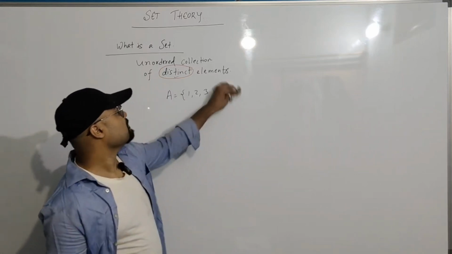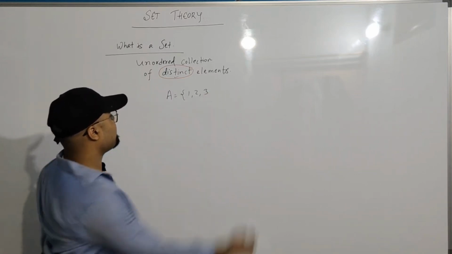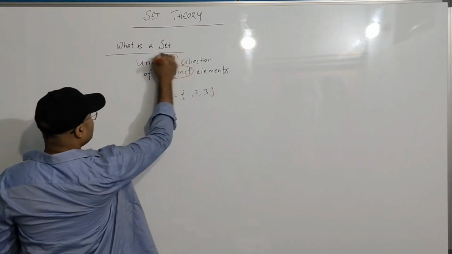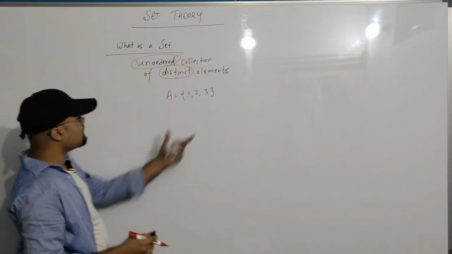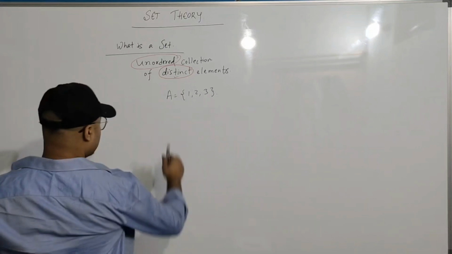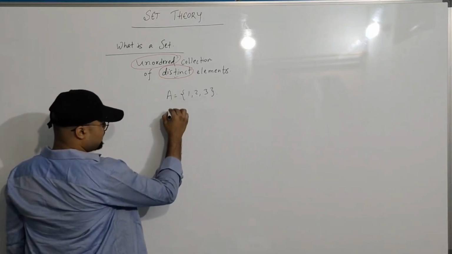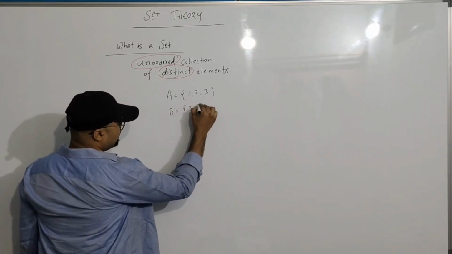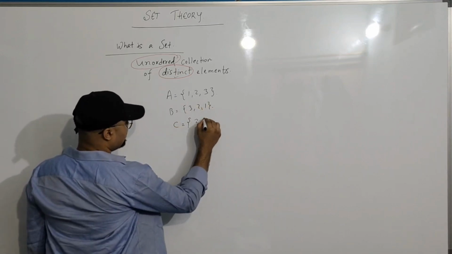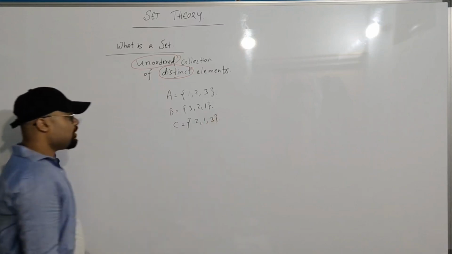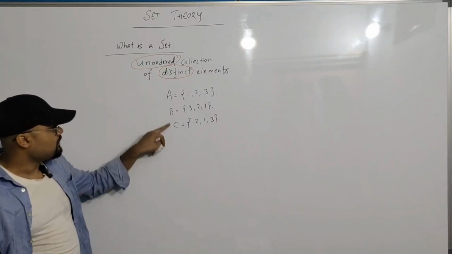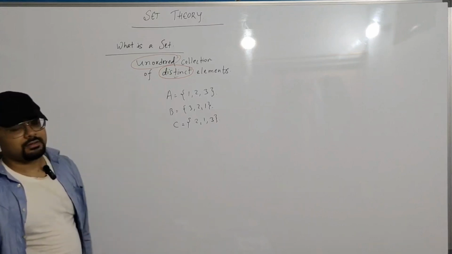Let's take 1, 2, 3. A set is an unordered collection, so we are just concerned with the distinct elements. If I take another set with the same elements, B is 3, 2, 1, and C is 2, 1, and 3, then all of these are equal sets mutually. A is equal to B, A is equal to C, B is equal to C, B is equal to A.